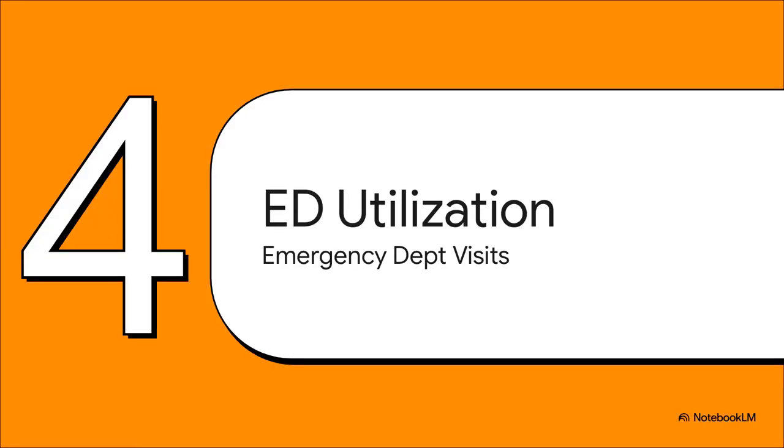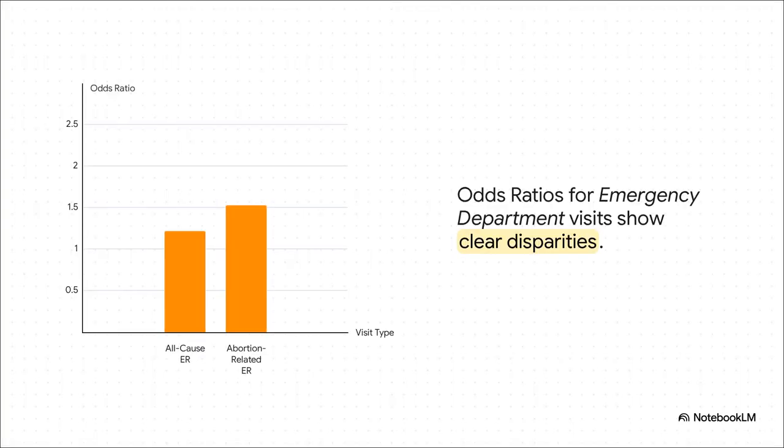Which brings us to Section 4, Emergency Department Utilization. This category is absolutely vital because analyzing ER visits allows researchers to distinguish between general healthcare-seeking behavior and direct procedure complications. And they noted a really clear disparity.